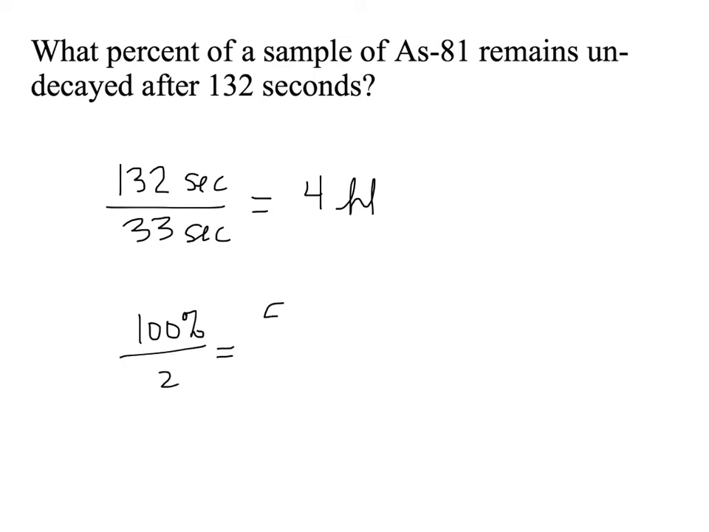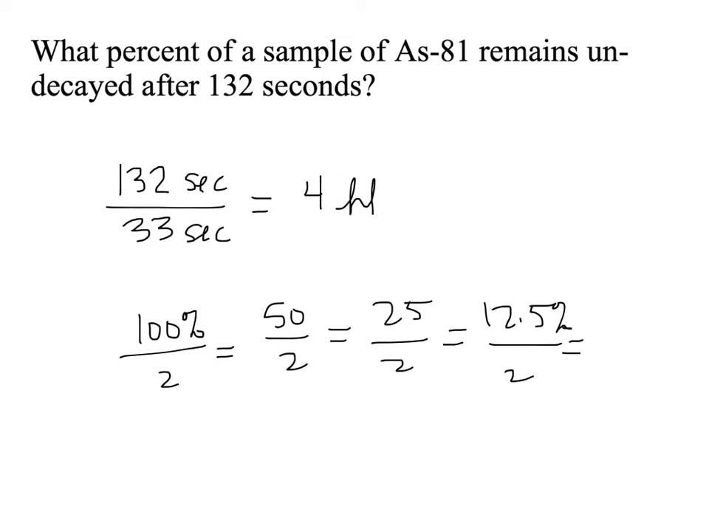Well, after the first one, you would have 50%. After the second, you would have 25%. After the third, you would have 12.5%. And then finally, after the fourth, so after you cut it in half 4 times, you end up with 6.25% remaining.